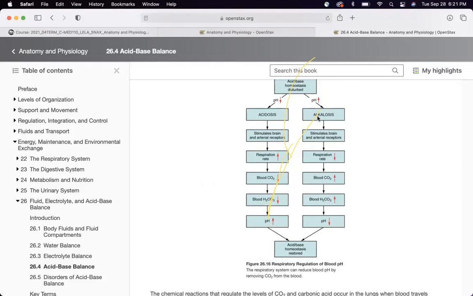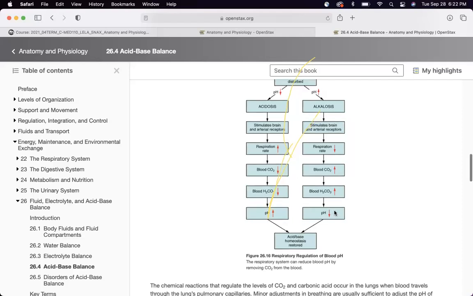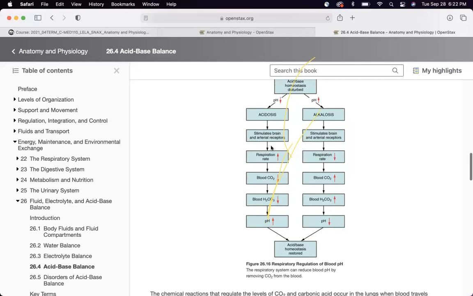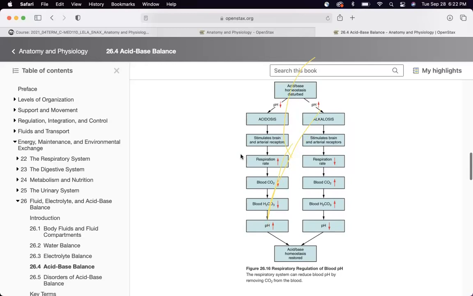Now, if you have alkalosis, that means your pH is high, like 10 or 11, right? Your brain then senses it, and then what's it going to do? It's going to slow your respiratory rate, increase your blood CO2, increase your bicarbonate, and then what's going to happen to your pH? It's going to go down. Okay, so this is a nice chart, and a lot of your future pathology questions and also the questions for your final can ask things like that.